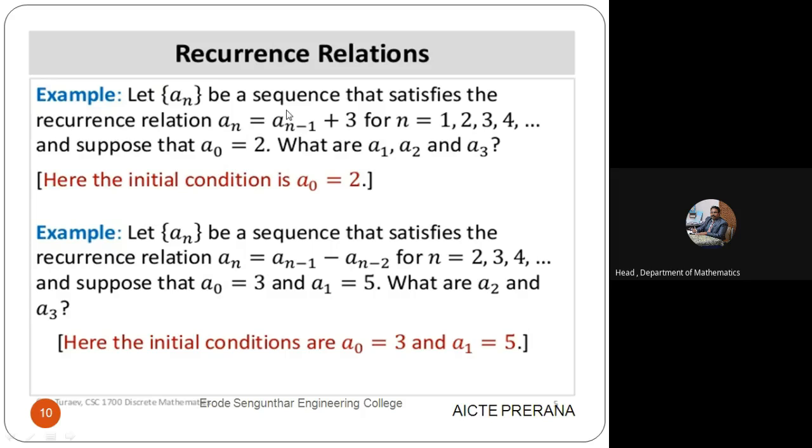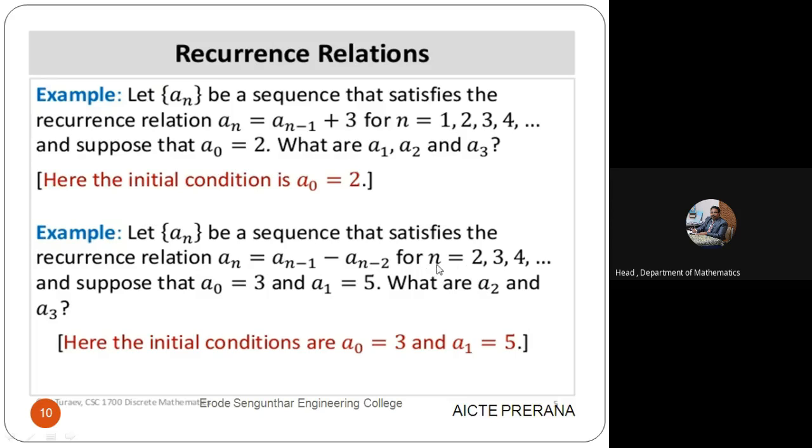This recurrence relation consists of an and the previous term of an, that is an minus 1, and this is a constant term. This is a recurrence relation, but a non-homogeneous recurrence relation, since this equation consists of a term apart from the previous terms of an. But this recurrence relation is called a homogeneous recurrence relation. Here all the terms are an and the previous terms of an. Therefore, it is called a homogeneous recurrence relation.